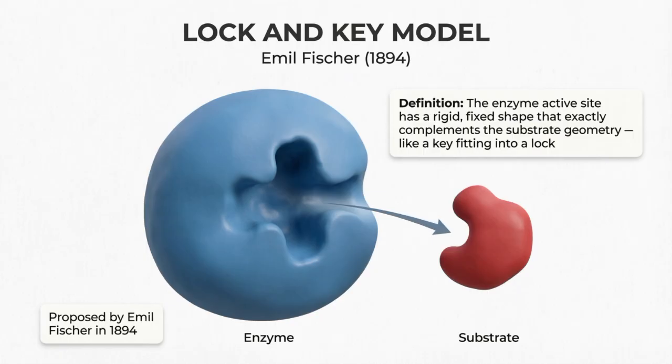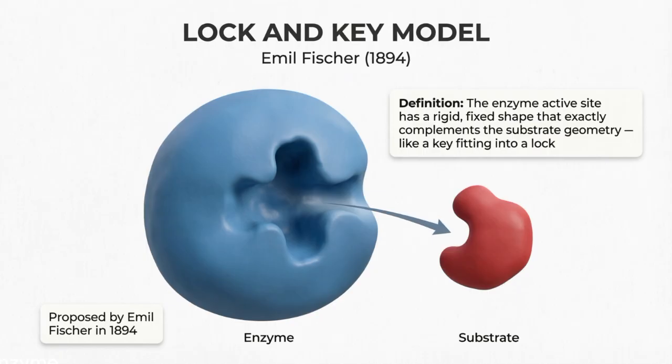Now, look at this blue spherical structure on the left. This represents the enzyme. Notice the distinctive dark blue cavity or pocket in the center. This is what we call the active site. This is where the magic happens. On the right, you can see this red-colored structure. This is the substrate, the molecule that the enzyme will act upon. See this gray arrow connecting them? This shows the substrate moving toward the enzyme's active site.